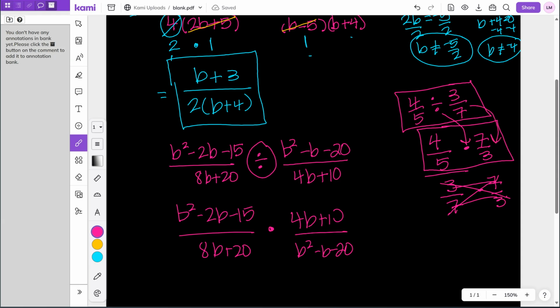Okay, not only does that work with numbers, that works over here with rational expressions. So then we do the same thing. Factor the top, factor the bottom. Get rid of things we can get rid of.